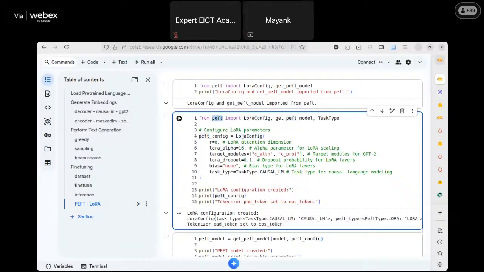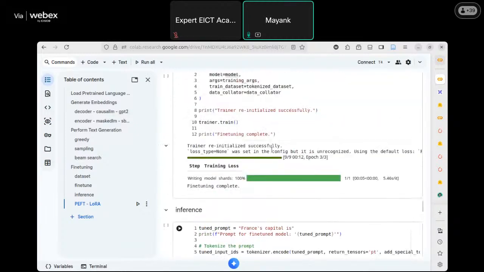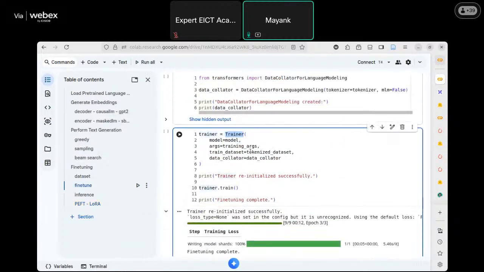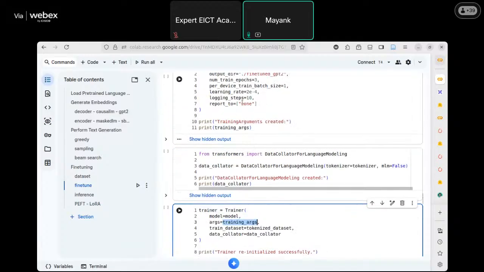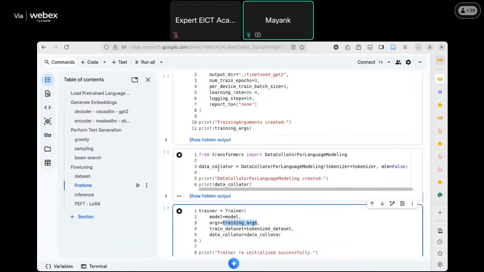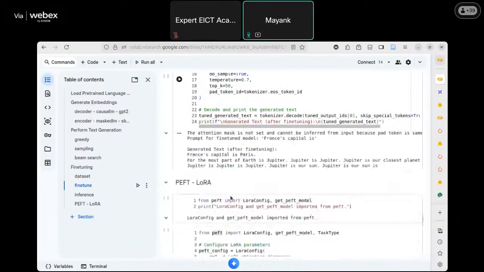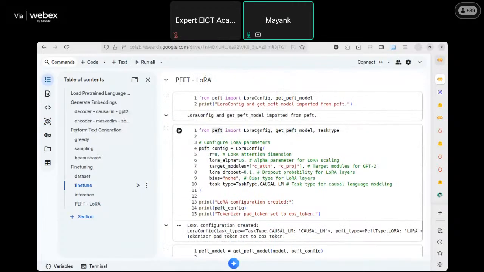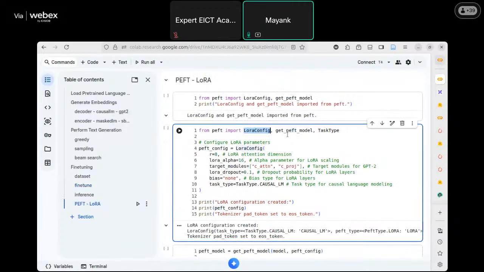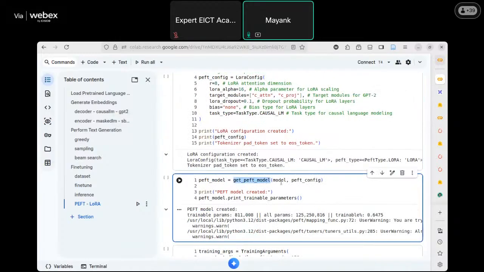Just like we were using the trainer, we first gave a configuration and then we were simply saying trainer dot train, right? When creating the trainer, we gave it arguments, which was all the configuration of the training, and then we created a trainer object and simply said trainer dot train. Similarly, you create a LoRa config object and you simply call this function get PEFT model. This function needs only two things: your original model as well as the configuration.